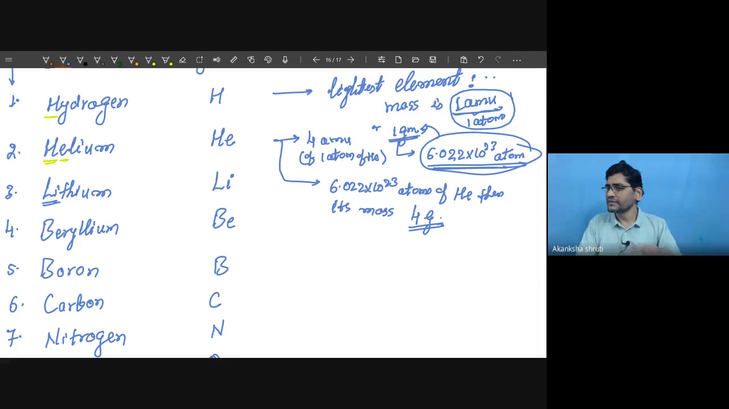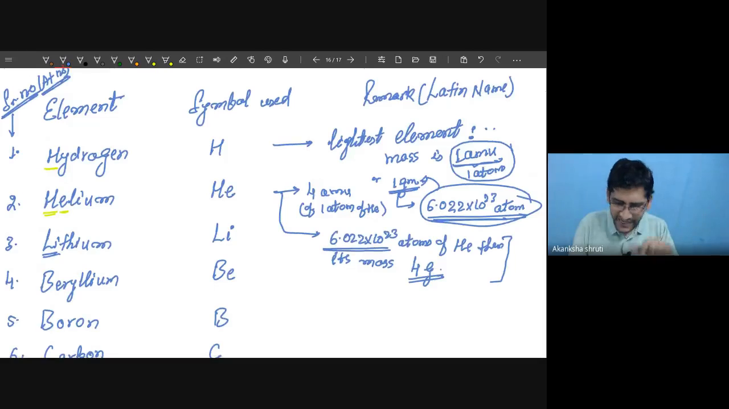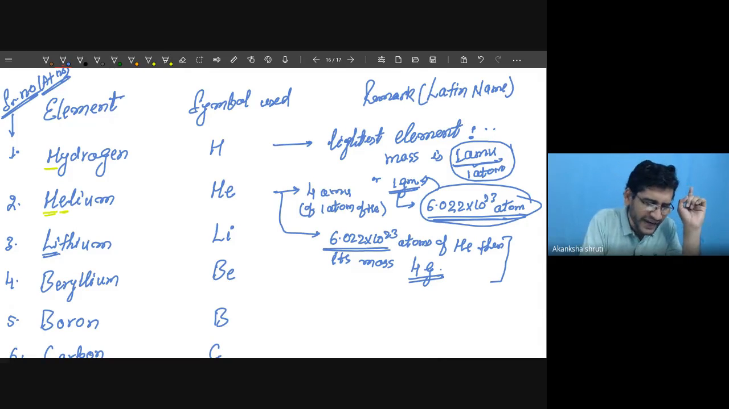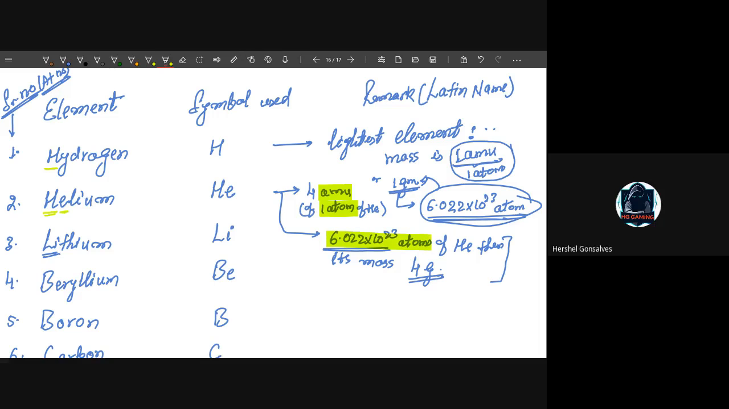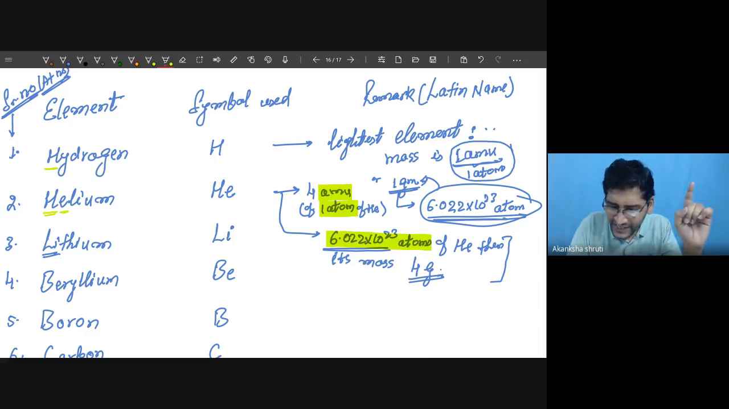It means for representing in gram, we have to consider the multiplication factor 6.022 into 10 to the power 23. How is this? This we will also understand. But you have to keep in mind here itself that if you are considering 1 atom, the unit should be AMU. But if you are taking 6.022 into 10 to the power 23 atoms, then the unit should be gram. Okay, this we have to keep in mind.